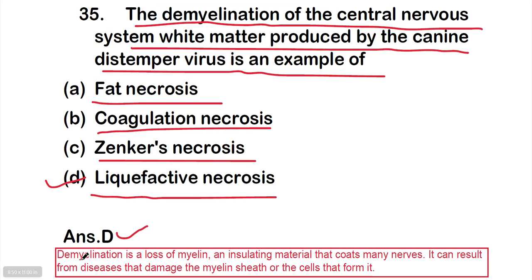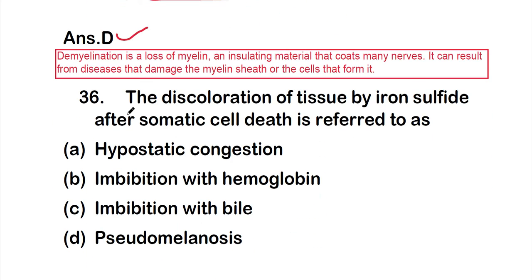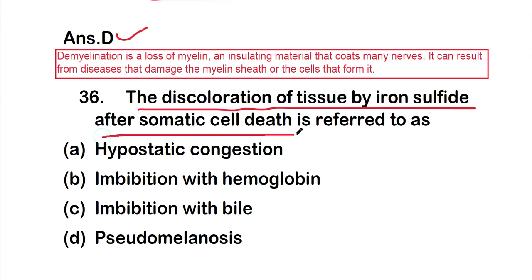So what is demyelination? Demyelination is a loss of myelin, an insulating material that coats many nerves. It can result from diseases that damage the myelin sheath or the cells that form it. So this demyelination of the central nervous system white matter produced by the canine distemper virus is an example of liquefactive necrosis.